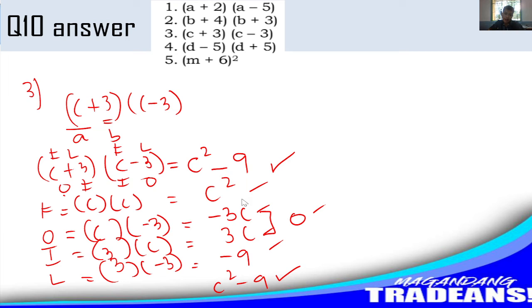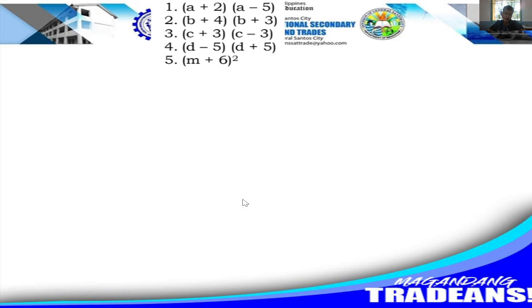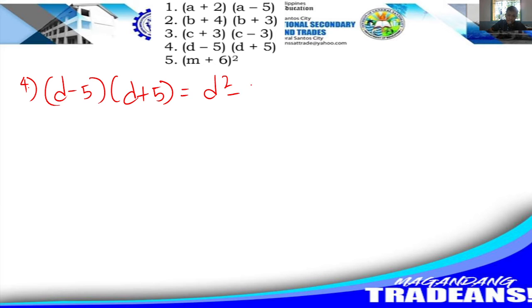Okay, let's go to number 4. B minus 5 and B plus 5. For number 4, we have B minus 5 and B plus 5. So, pwede din pong shortcut. Ang sagot po dito is B squared minus 5 times 5, that is 25. Okay, yan po yung shortcut. B squared lang nito, tapos ito siya i-multiply sa kanyang sarili. So, 5 times 5, that is 25.